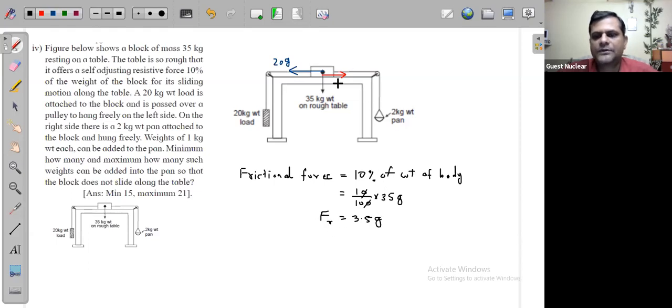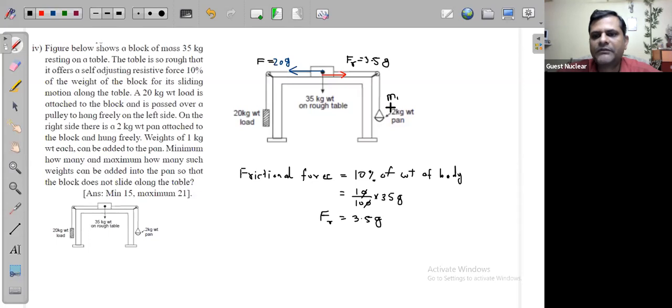Okay, so this is the frictional force which is acting in this direction, Fr, we can say, which is going to be 3.5 into g. And here it is the 20g force, which is applied force acting on the body. So in this case, what should be the minimum weight put in this pan? We can call it m1, or mass m1. Okay, m1 ही बोलेंगे उसको, जो कि मिनिमम मास यहाँ पे डालना है.